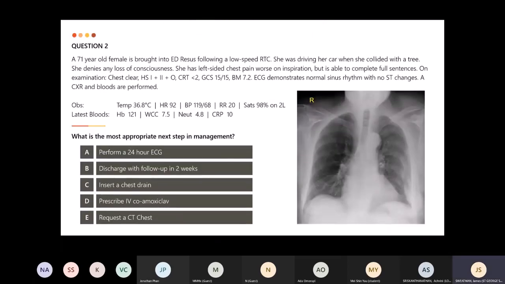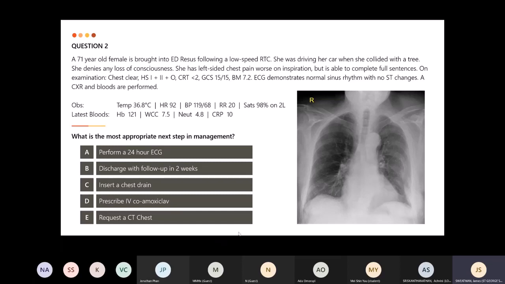Cool. Question 2. A 71-year-old female is brought into ED resus following a low-speed RTC. That's a road traffic collision. She was driving her car when she collided with a tree. She denies any loss of consciousness. She has left-sided chest pain, worse on inspiration, but is able to complete full sentences.